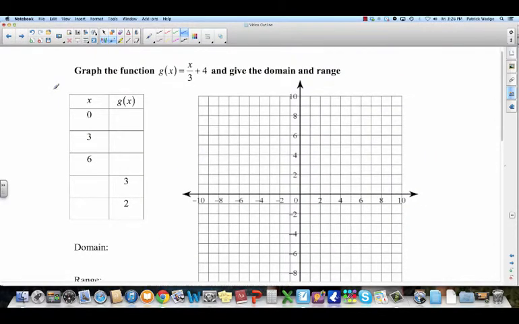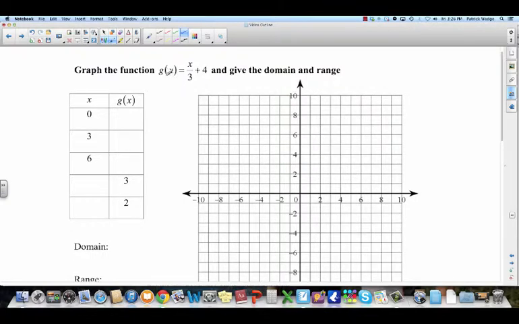First one, graph the function g of x. You see it's not f this time, it's g of x. I just called it that. It doesn't matter. You can call it m of x, n of x, anything you want. Graph the function g of x if it equals x divided by 3 plus 4, and give the domain and range.